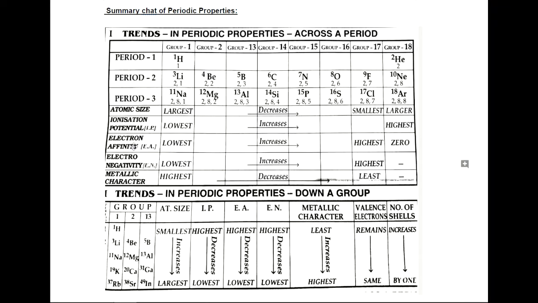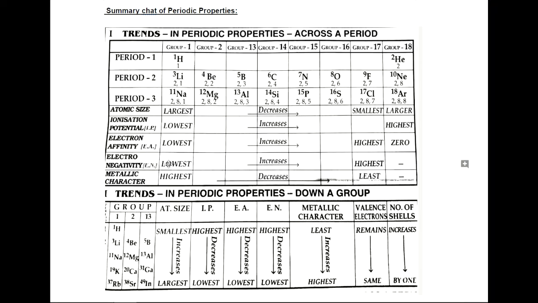Now the third periodic property is electron affinity. What will happen with the electron affinity when we go from left to right? Electron affinity increases along a period. What is the reason behind it? Because effective nuclear charge increases and atomic radii decreases. That's why electron affinity increases along a period. But the electron affinity for group 18 is 0 because the outermost orbit of group 18 elements is completed.